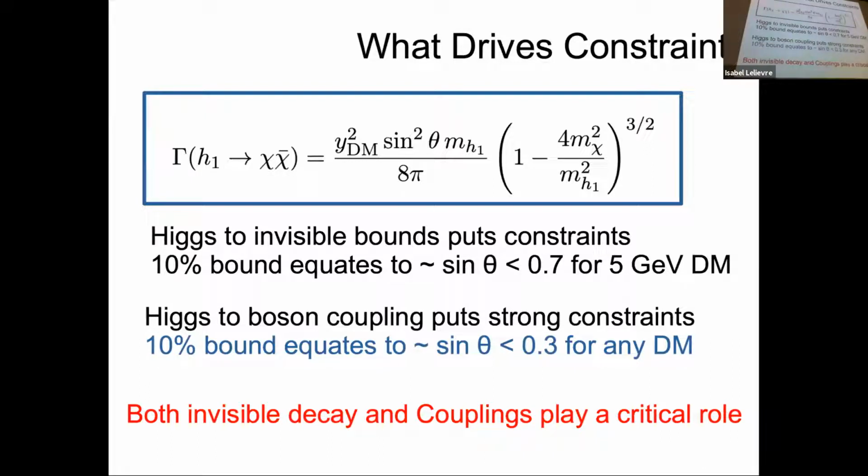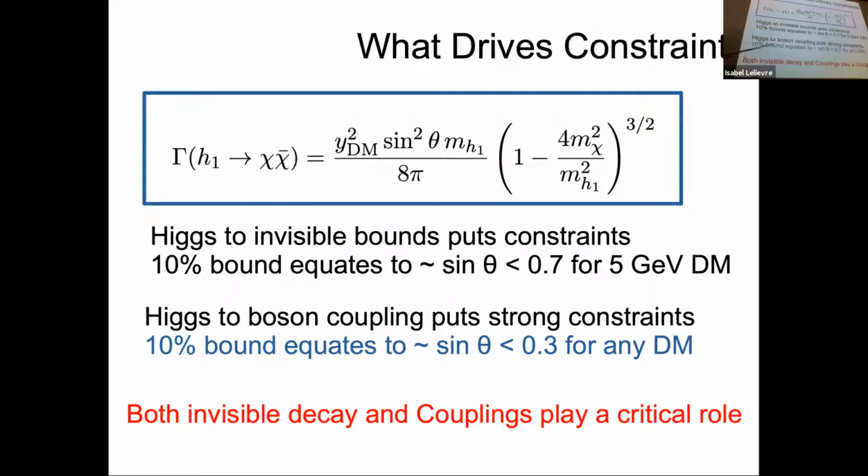But kind of the picture to remember is that for this model, if you look at the bounds, what happens is that because there's mixing with the Higgs, this Higgs to invisible kind of drives the constraints. Right? The Higgs is light, or lightish, and so you can produce it a lot at the LHC.